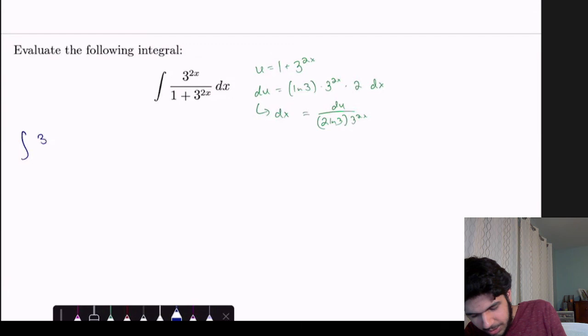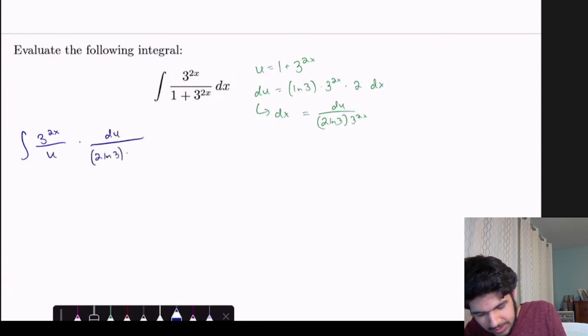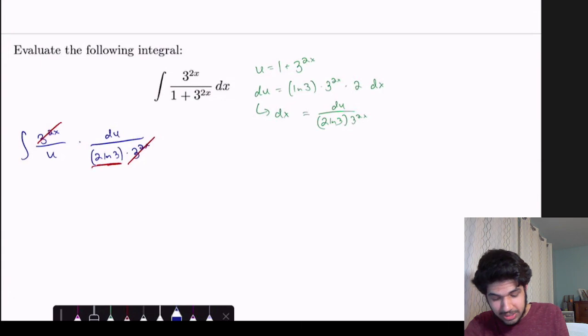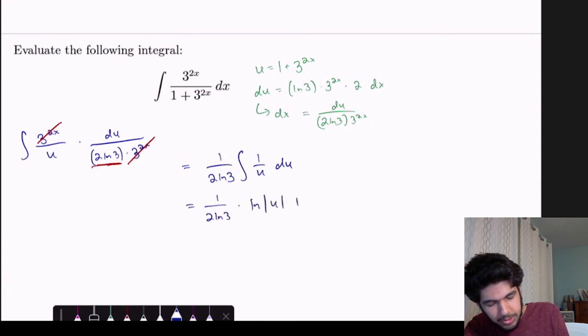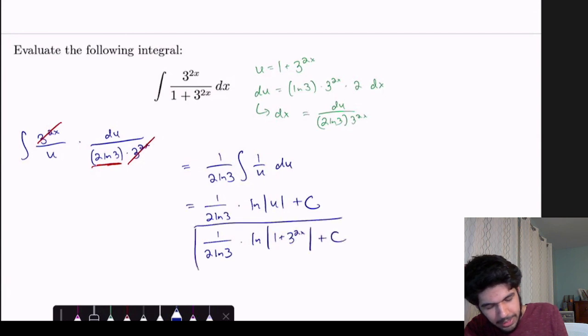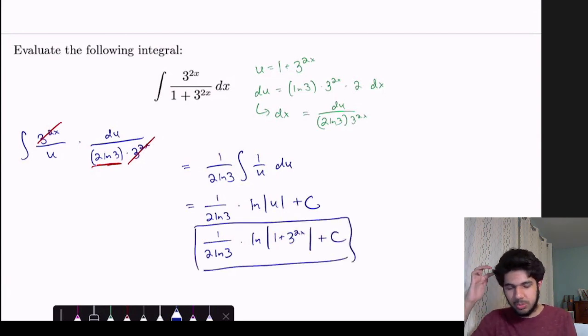So in the numerator we still have 3 to the 2x. In the denominator we have u. And here we have du over 2 ln of 3 times 3 to the 2x. Have a nice little cancellation. This term here is just a constant, so we can pull it out in front. And we're left with the integral 1 over u du. And that's going to be the natural log of the absolute value of u. And finally we do our substitution: 1 plus 3 to the 2x, plus c. That's our answer. So a little bit more practice with u substitution in there, but now using a tougher value for u.